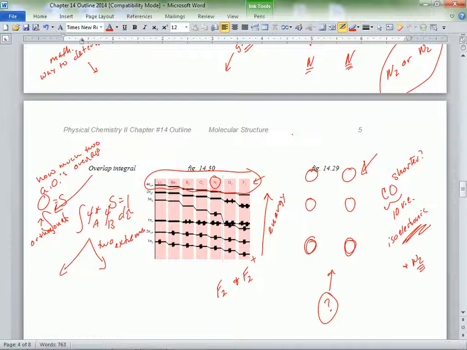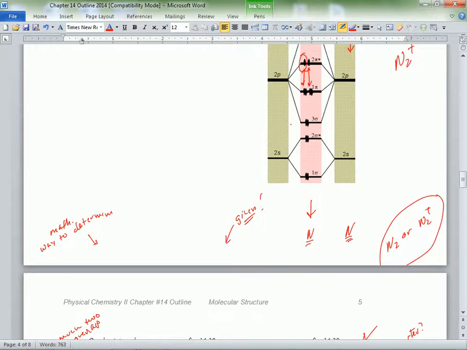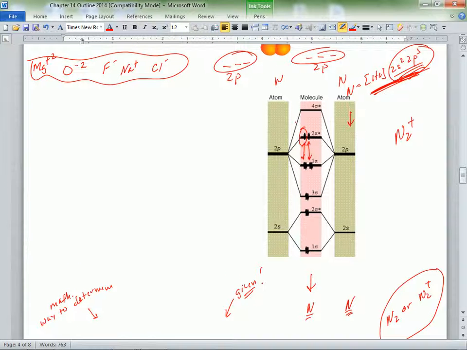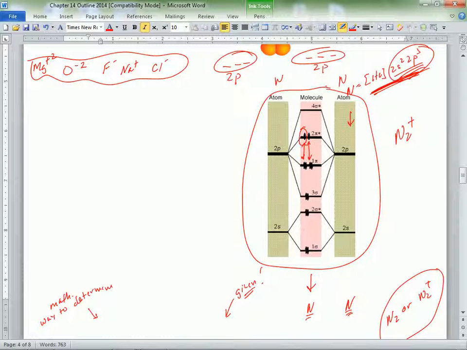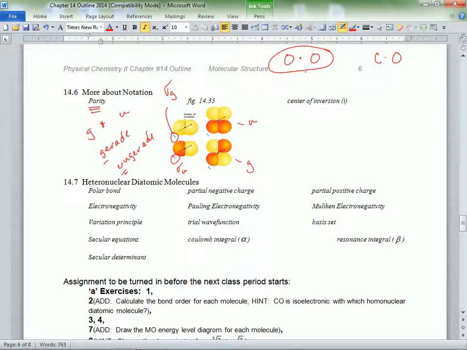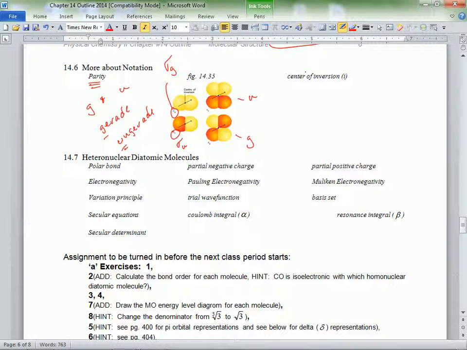So I'm sure you'll see that coming up. Here, they wrote it in more general terms. There's no g's or u's there. So that would work for pretty much anything. So we mentioned the center of inversion.